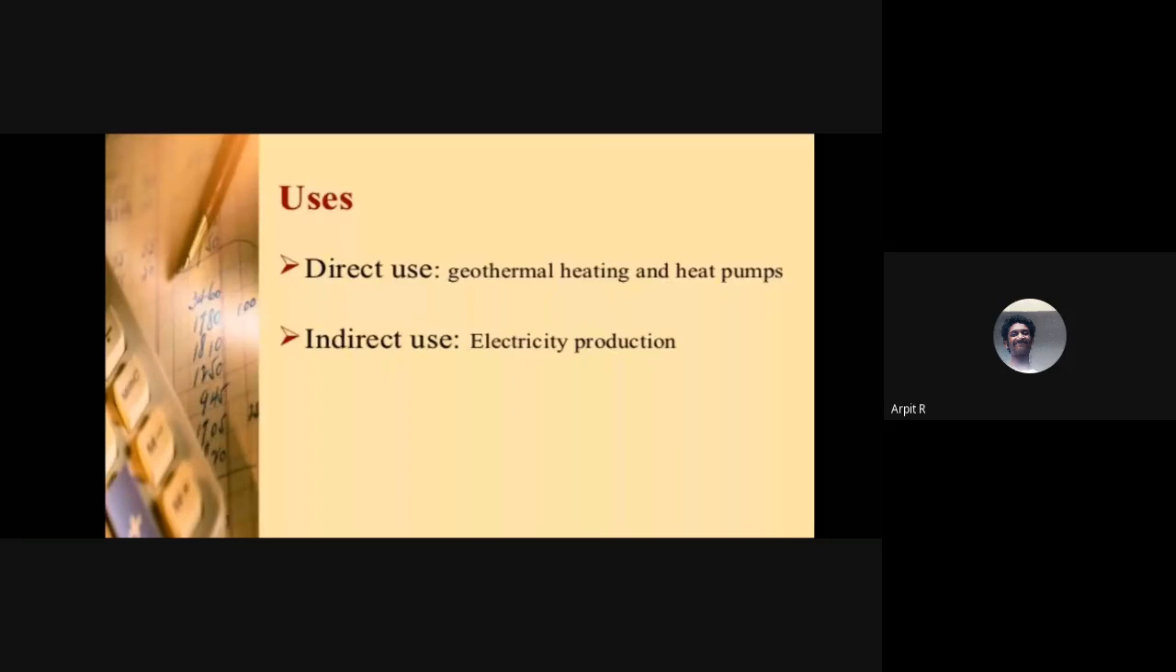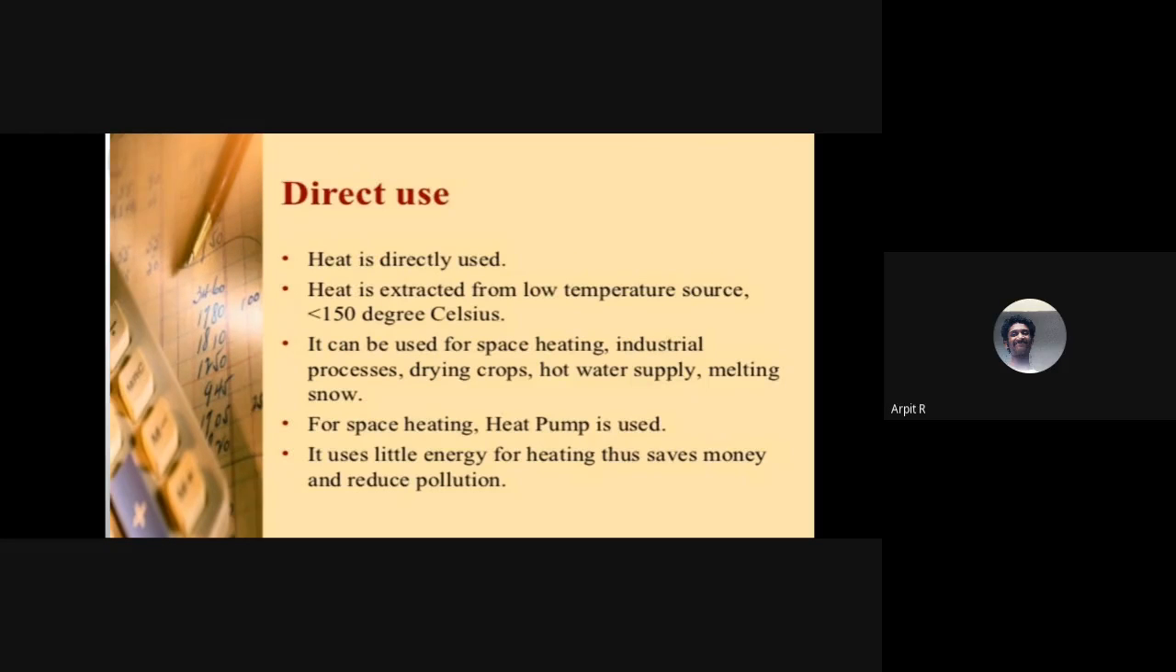First one, direct use. Direct use means geothermal heating and heat pumps. We are getting geothermal energy directly by using a heat pump. Then indirect use means geothermal energy can be converted to electricity. It is the indirect use, that is electricity production. Direct use means heat is directly used.